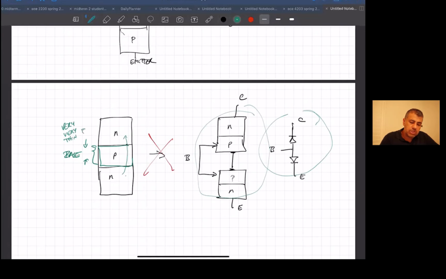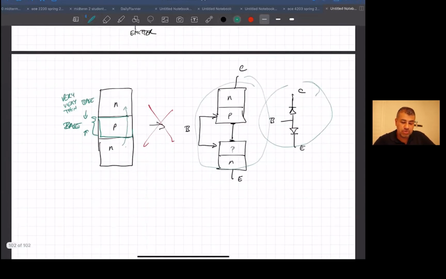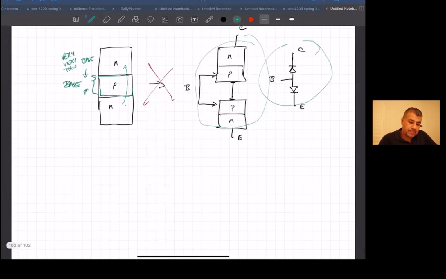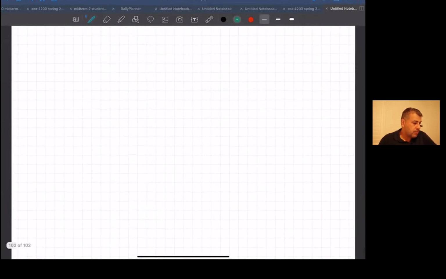And that's so that the electric field doesn't hinder it, correct? Yes and no. We'll get to it right now. It is true that you don't want the electric field to hinder it. So let's look at it.